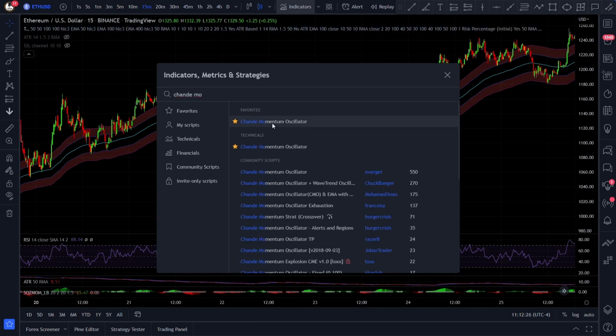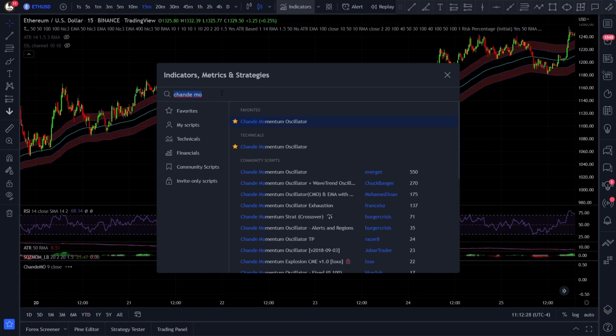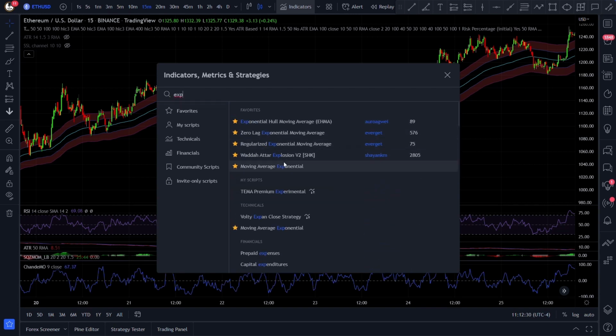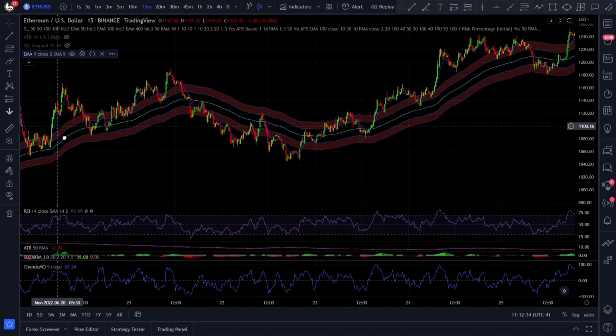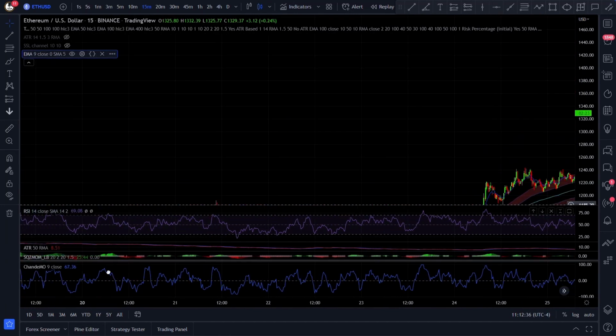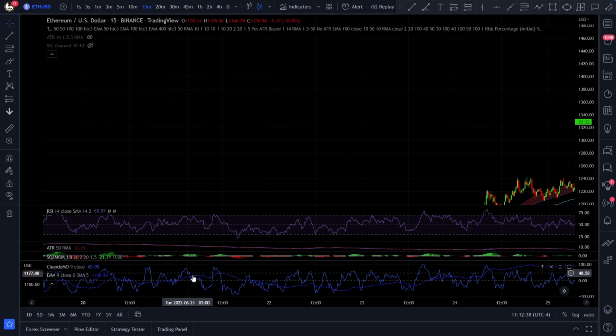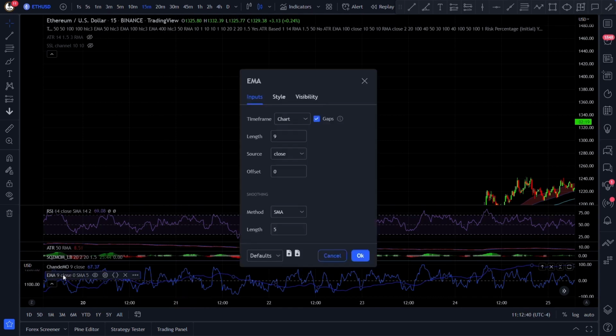Add this indicator to the chart. Then type in Exponential Moving Average and add this to your chart. Okay, now press on the EMA and start pulling it downwards until it's on the Candle Momentum indicator. Once it's there, release it. Now the EMA is displayed on the Candle Momentum indicator.